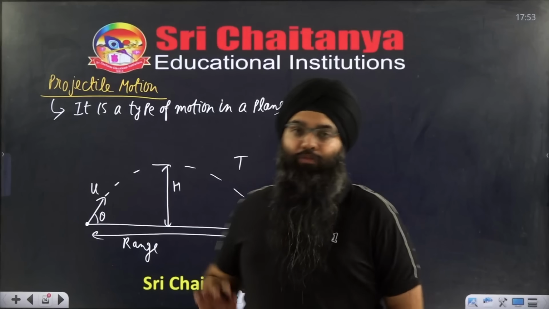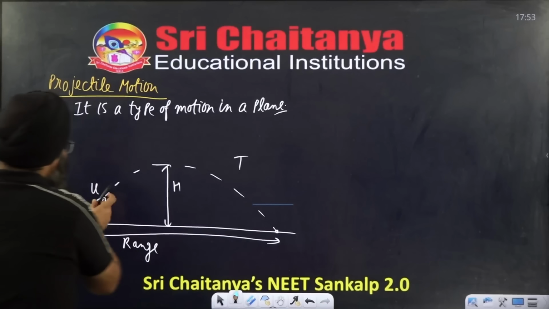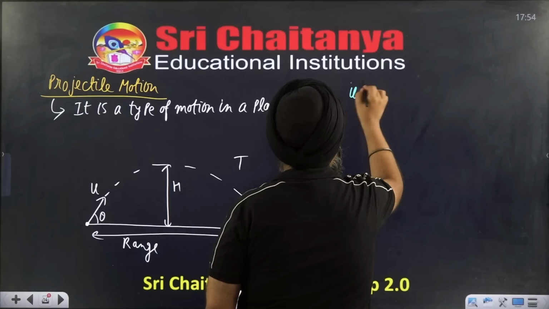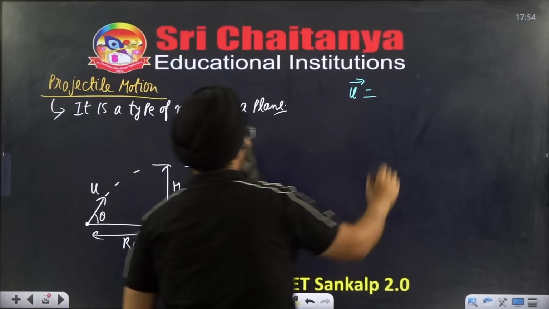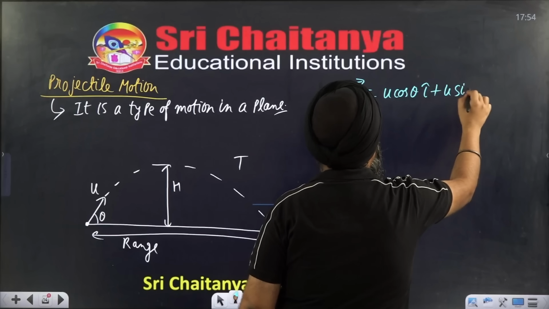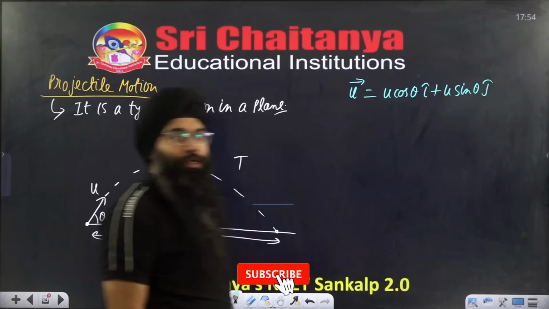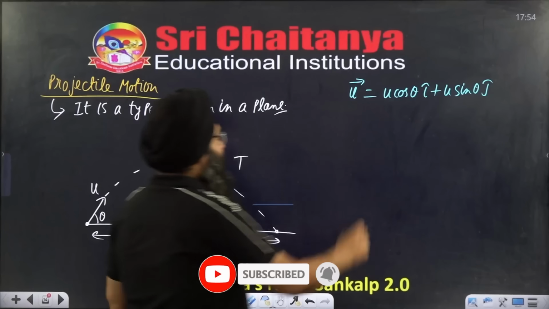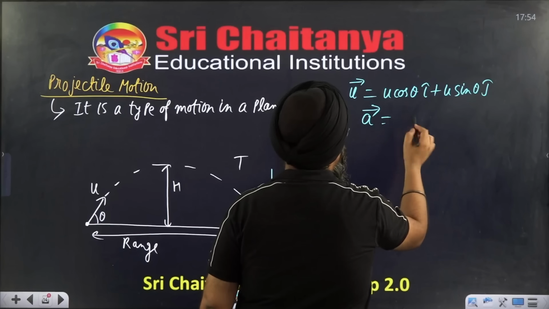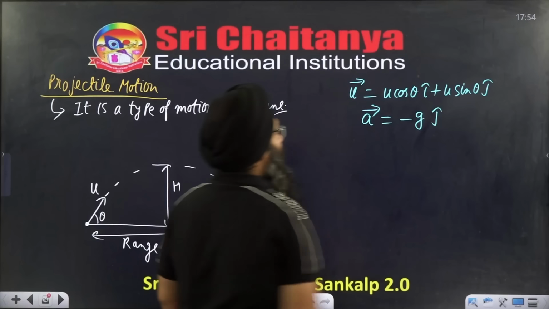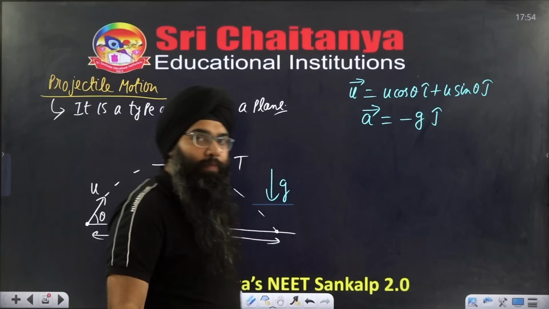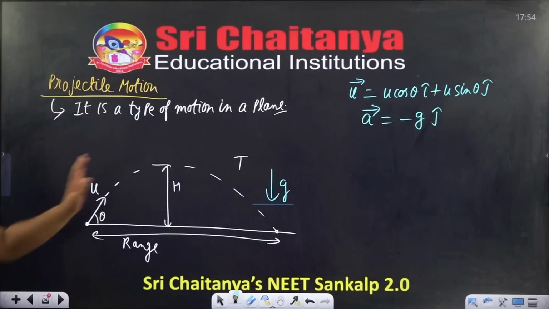Whenever you do projectile motion questions, always break your velocity into two parts, horizontal and vertical. So u vector can be written as u cos theta i cap plus u sin theta j cap. What will be the acceleration of the particle? Obviously the acceleration is only acting in the downward direction. So the acceleration of the particle will be minus g j cap. So initial velocity is given to you, acceleration is given to you. Now I want to calculate all the things.